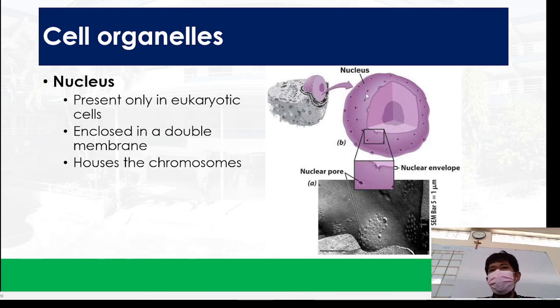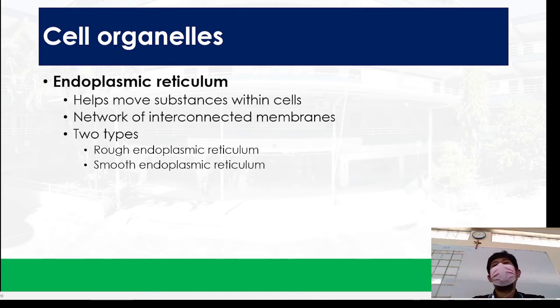The pores, if you could see them, are not technically just pores. They are actually tunnels where the products of the nucleus would go through and reach the endoplasmic reticulum. Okay? So here, the endoplasmic reticulum is said to help move substances within the cells, and it is made up of interconnected membranes. It has two types, rough and smooth ER. The interconnected membranes are directly connected, of course, to the nucleus.